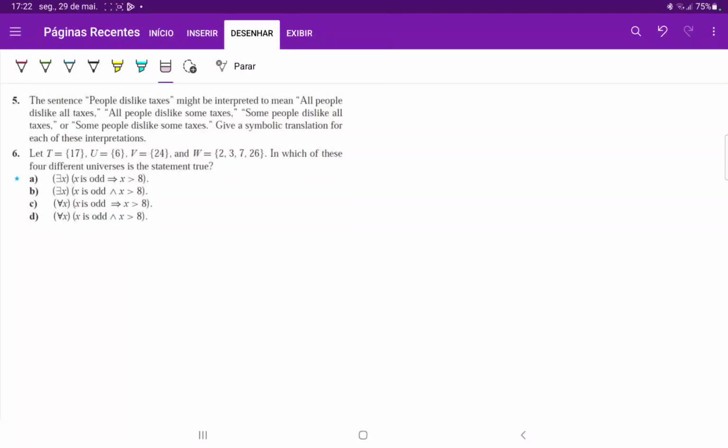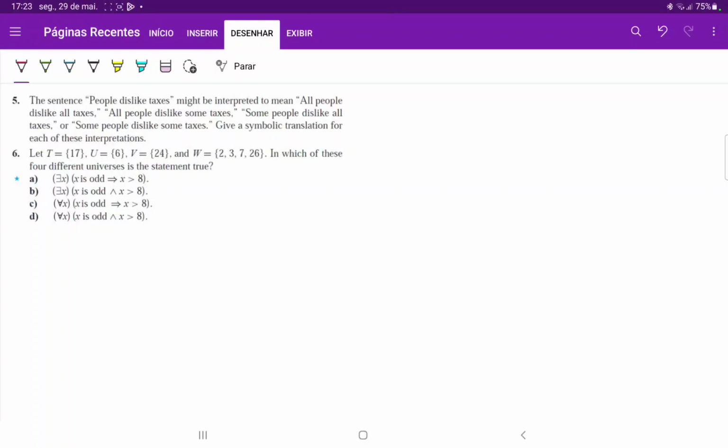So for number 5, we're taking the sentence "people dislike taxes" and interpreting it in different ways, such as all people dislike all taxes, all people dislike some taxes, some people dislike all taxes, and some people dislike some taxes. Now, to translate it, we can see that these are different combinations of our existential and universal quantifiers.